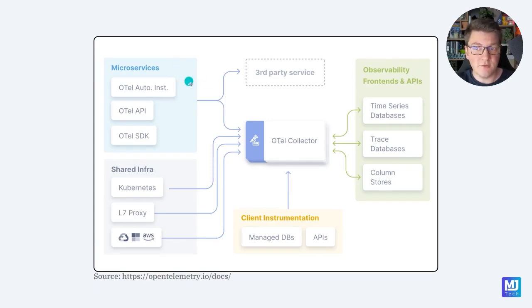Other than our services, our infrastructure components can also produce telemetry data, and this could be Kubernetes, any reverse proxies we might have, cloud services we might be using, as well as databases, message queues, and other external APIs that we could be depending on. All of this is going to produce telemetry data that can be pushed to an OpenTelemetry collector, and then the collector can distribute this data to any services that know how to process this information and present it in a user-friendly way.